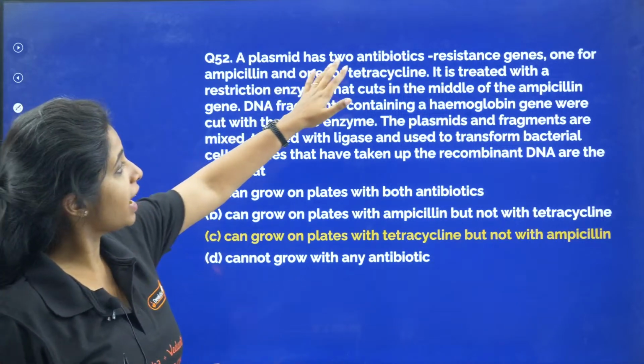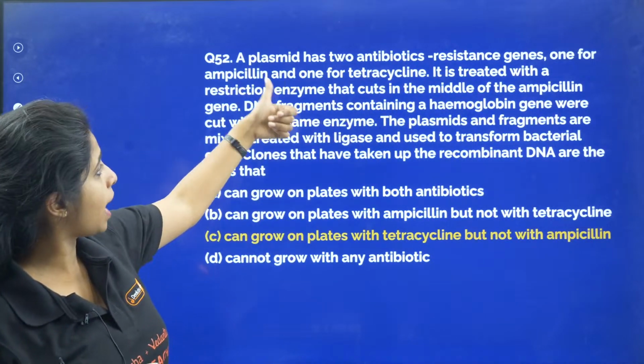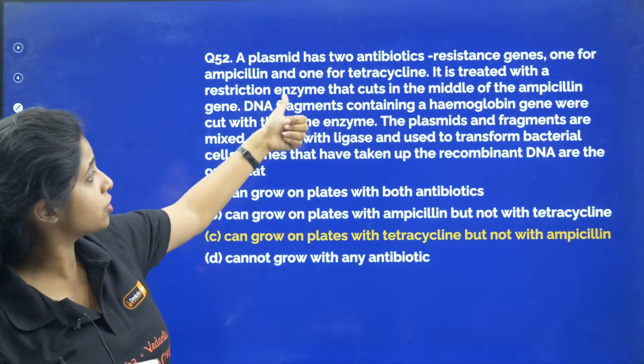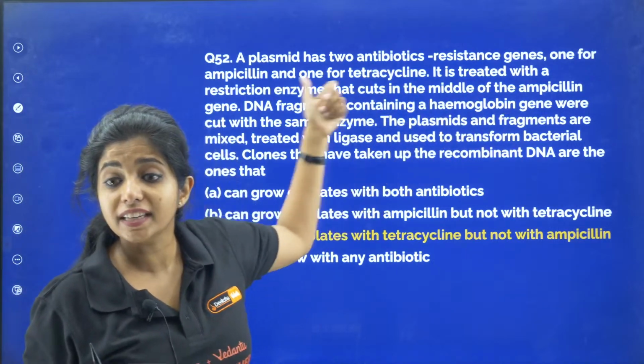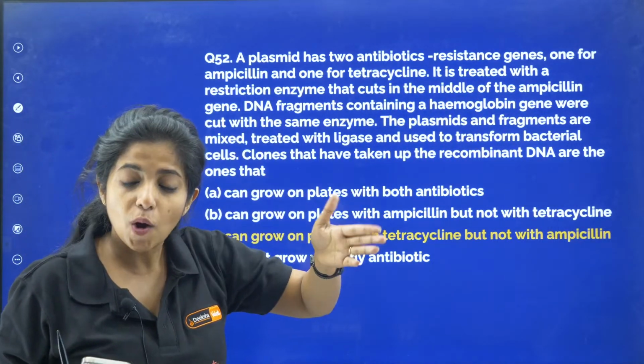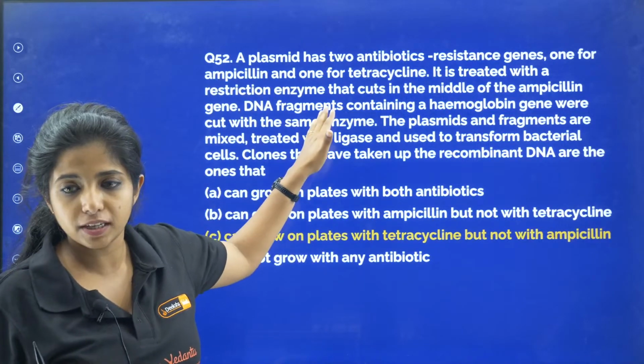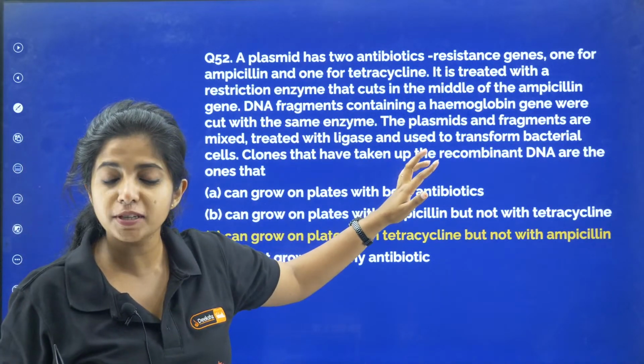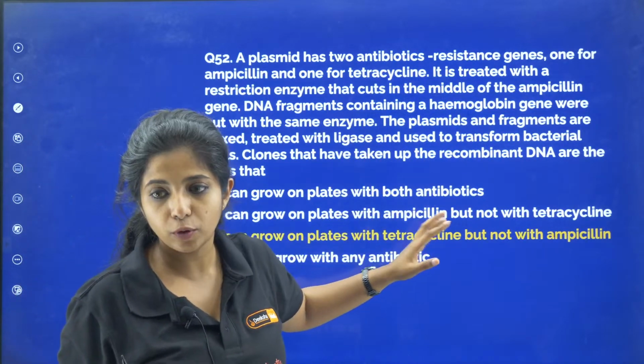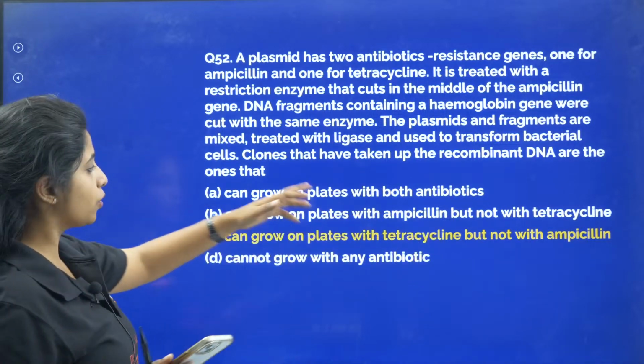Now, a plasmid has two antibiotic resistant genes, one for ampicillin and another for tetracycline. It is treated with a restriction enzyme that cuts in the middle of the ampicillin gene. Or it can be said that PvuI is cutting. So you should know it is cutting in the ampicillin gene. Now do you think it can grow in ampicillin medium, my dear children? No, it is not resistant anymore. It won't be able to grow in ampicillin, but it can grow in tetracycline.